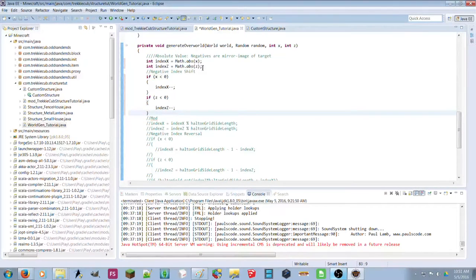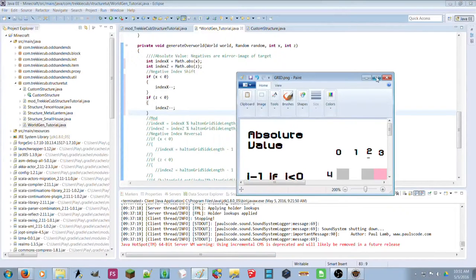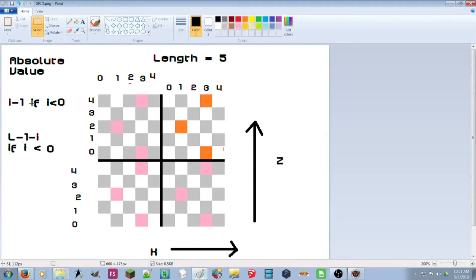We're going to shift the absolute value of the index down by one if the original index was less than zero. So if the x number passed in here is less than zero, then you're going to reduce this number down by one, same to z. That was the second step we did here, I minus 1 if I is less than 0.